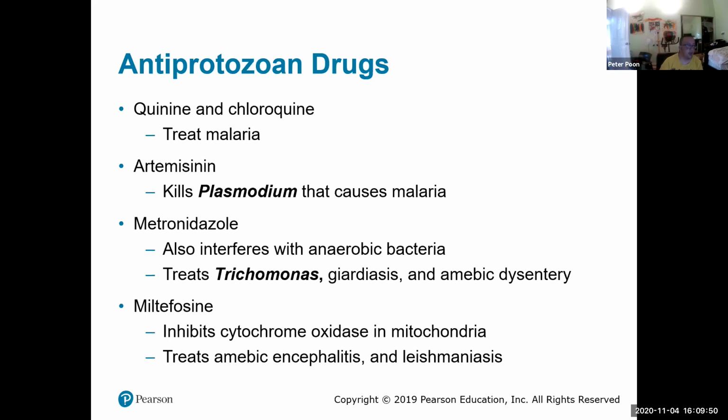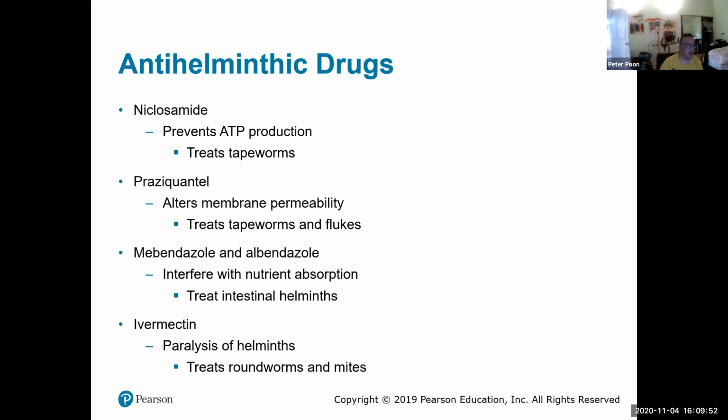Protozoan drugs, you don't really have to know these. You don't have to know these either. They're harder to treat because they are actually animals, and so are we. So we're much more closely related to them. So we can't treat them as well.